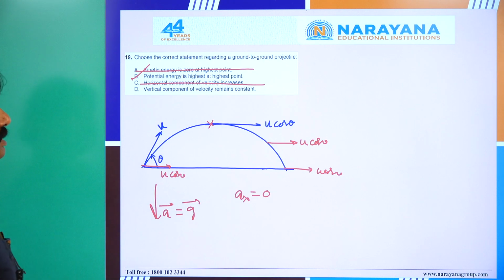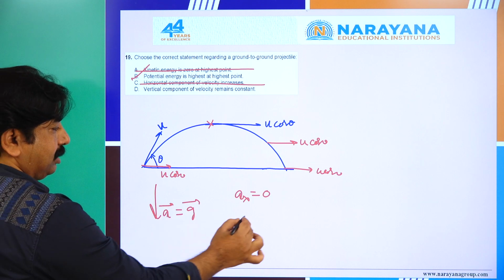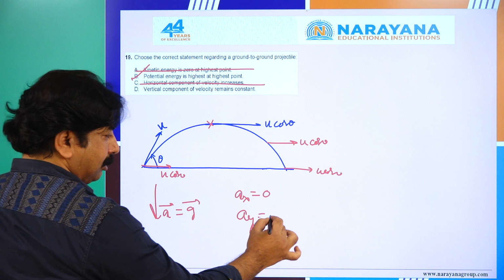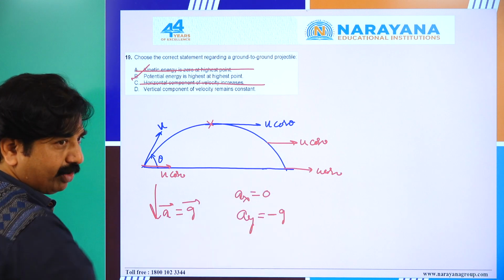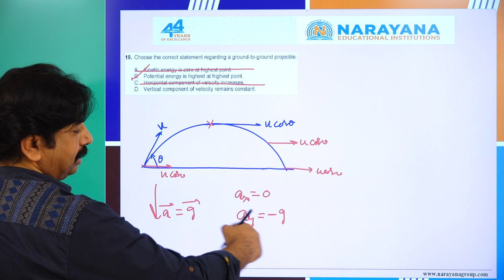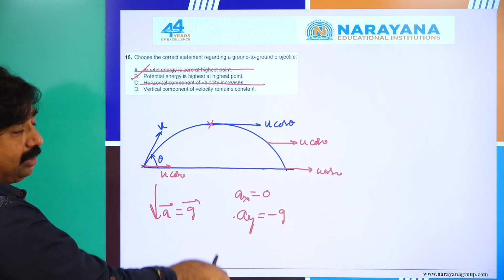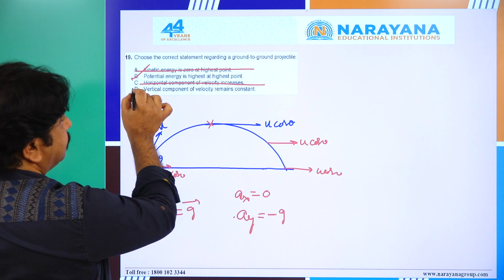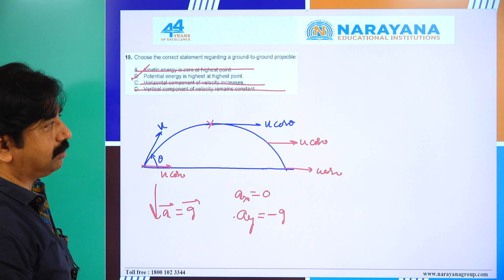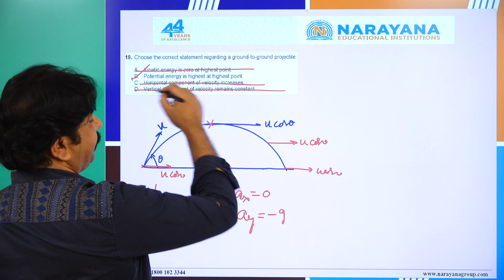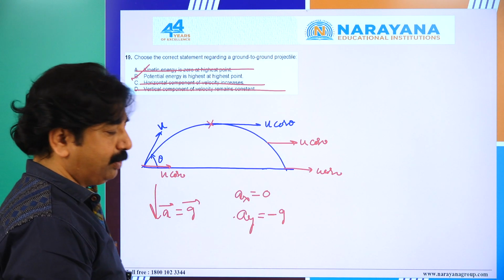Vertical component of the velocity remains constant. Actually, the acceleration in the vertical direction, a_y, is equal to minus g, meaning downwards. So there is acceleration in the downward direction, which means the vertical component is always variable. So it is struck out. So now the answer is only B. Final one is B only.